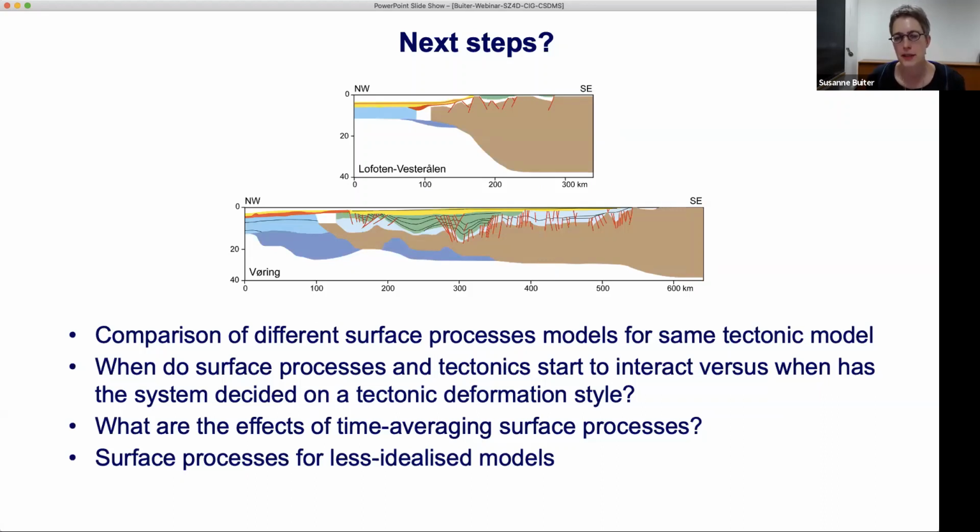I'm also interested in the question of at what time during the process do surface processes and tectonics start to interact.